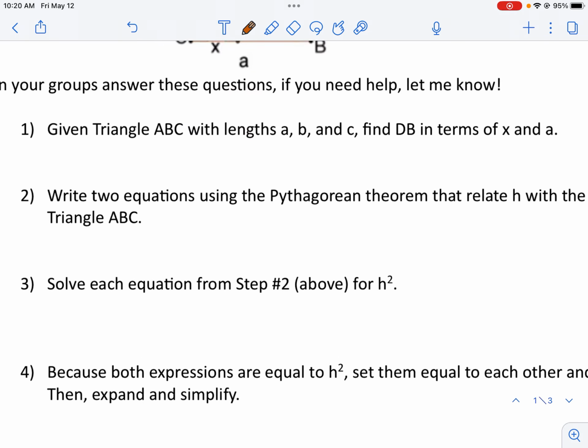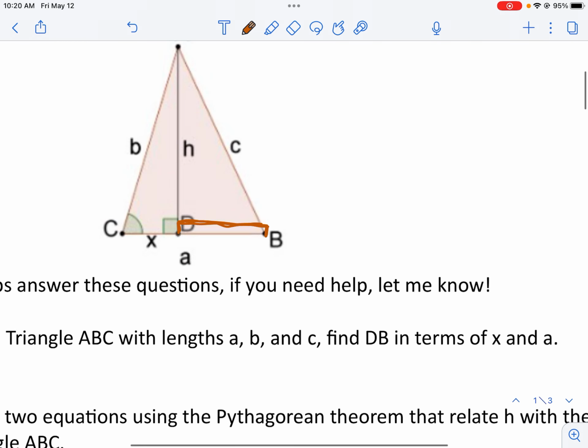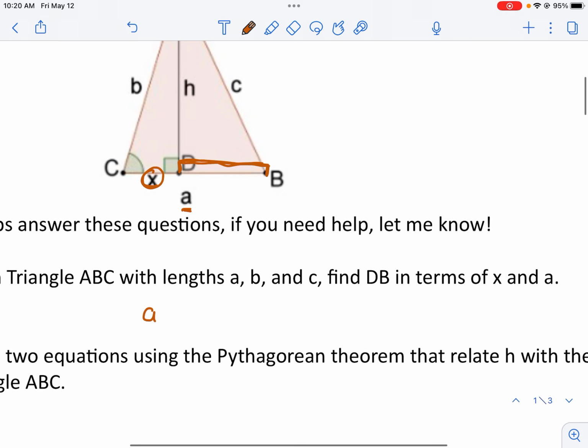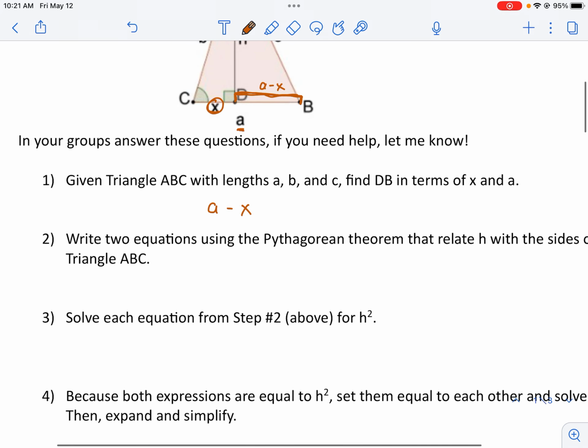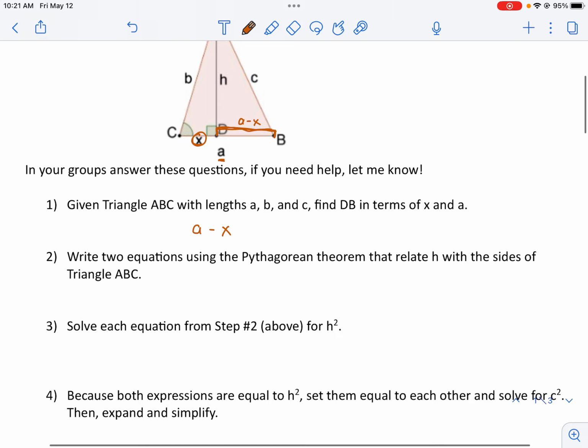Number 1 says, given triangle ABC with lengths A, B, and C, find DB in terms of X and A. So we can see DB is up here in this triangle. Specifically, A being the full side and X being that smaller side, C to D. If we just take A and we subtract X off of it, that would give us that side from D to B.